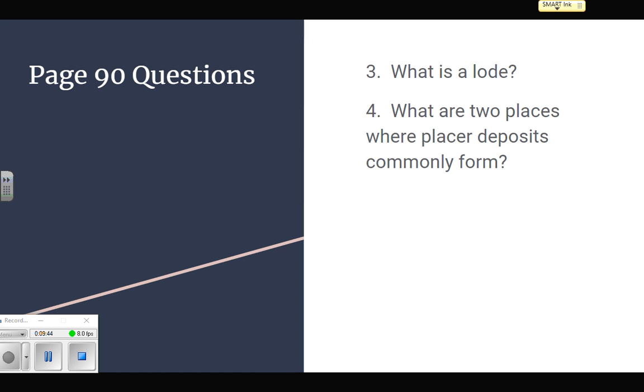Question number 4. What are two places where placer deposits commonly form? The curve of a river. Deep places on the bottom of a stream.